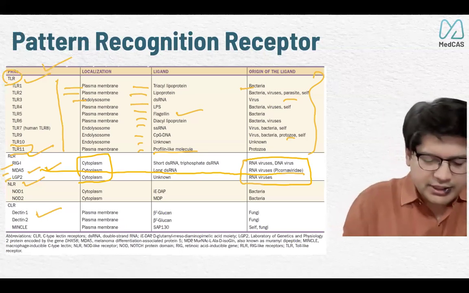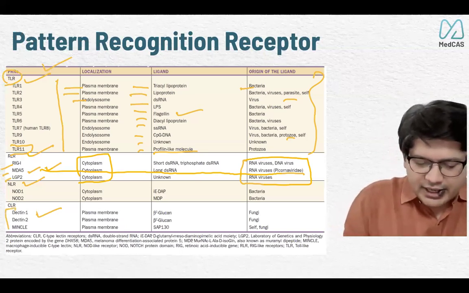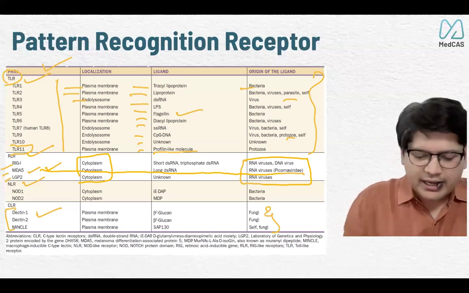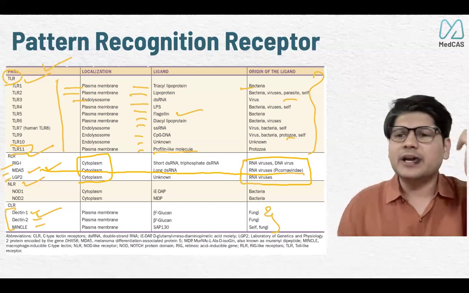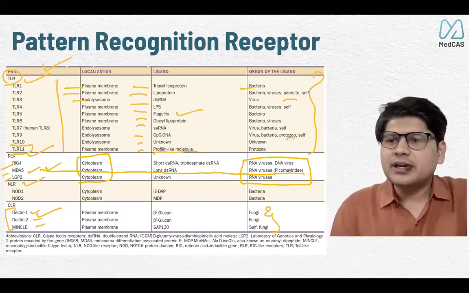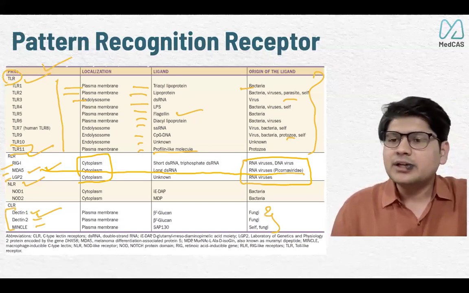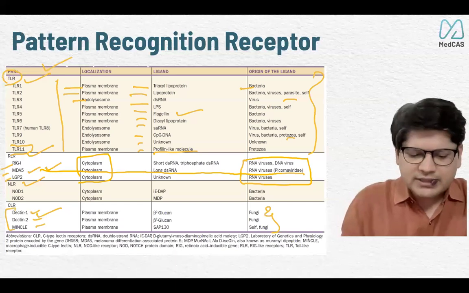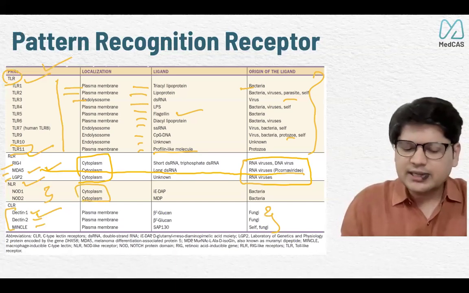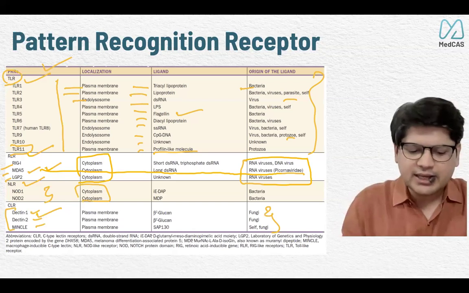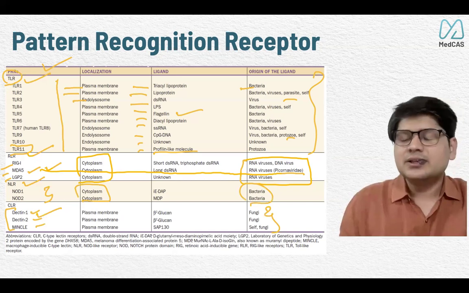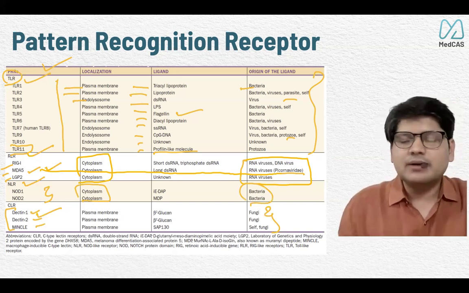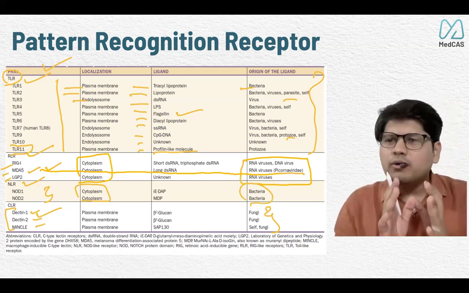Then you have CLR, and they are more for fungi, right? Dectin-1, Dectin-2, Mincle. Someone will say, we have heard all this Dectin and Mincle when it comes to fungal infection. So these are overall working. NOD-like receptors are also in the cytoplasm. Intracellular viruses are caught by RIG-like receptors. Bacteria are caught by NOD-like receptors, so intracellular bacteria come under these. So this is the overall recognition.